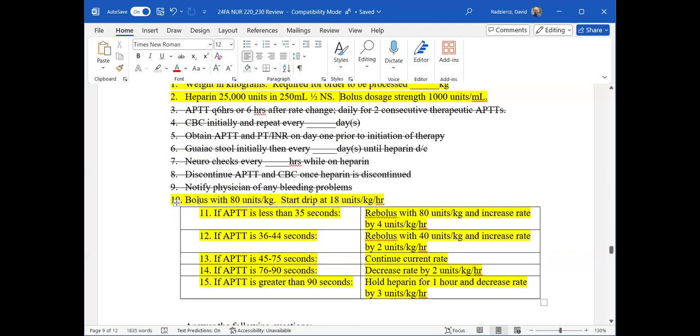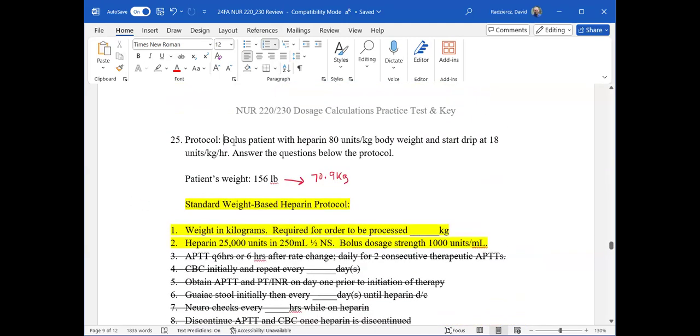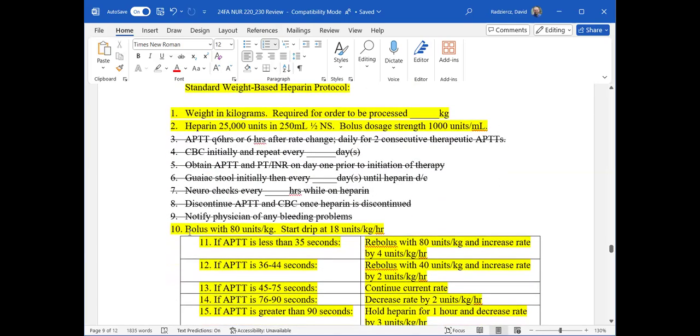It repeats what it says at the top of the protocol down here in step 10. And basically what this is telling you is how you start this patient on heparin. You're going to bolus them with 80 units per kilogram body weight, and then you're going to start a drip at 18 units per kilogram per hour. Again, that is what seems to be the standard for the weight-based heparin protocol.